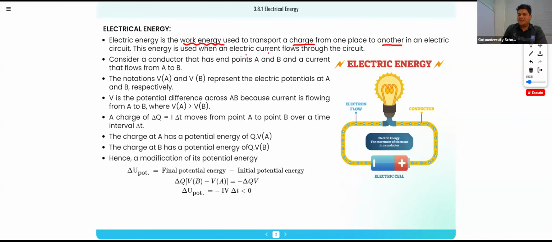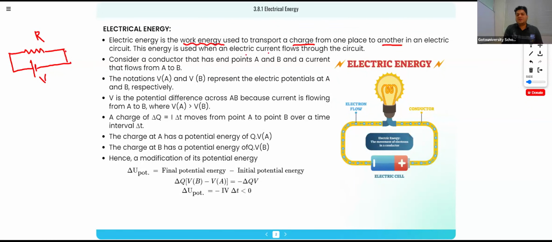See, let us consider. I will just break down this diagram into the simplest concept. See what we have. We have a bulb. We'll take it as a resistance. It will be connected to a battery whose potential difference is V. This is R. This is V. Okay, what we have to do is derive the equation for electrical energy.